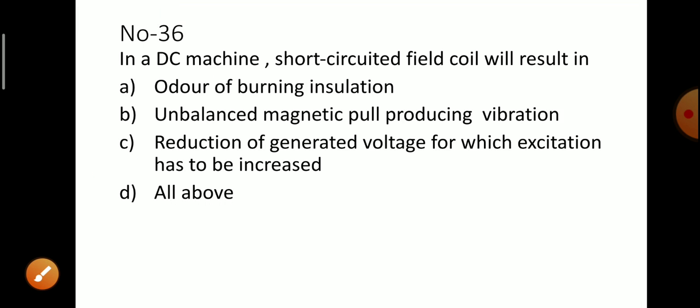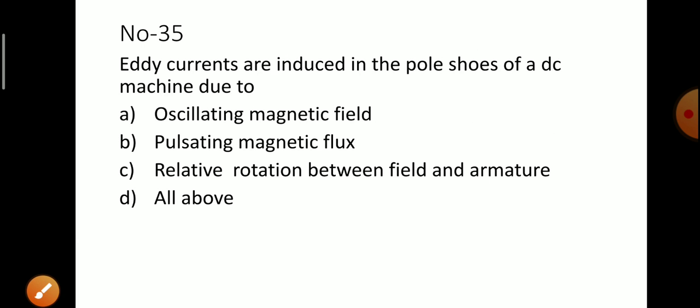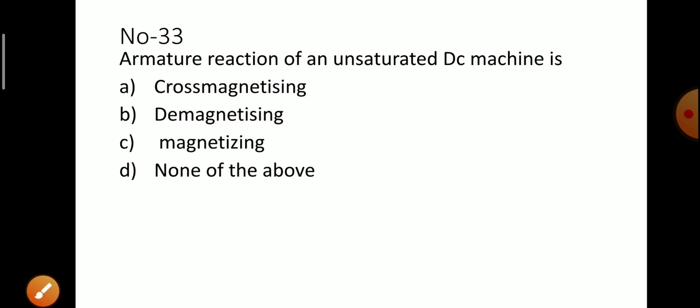36. In a DC machine, a short-circuited field coil will result in: A. Overheating and burning of insulation, B. Unbalanced magnetic pole producing vibration, C. Reduction of generated voltage for which excitation has to be increased, and D. All of the above. And the right answer is D. All of the above.